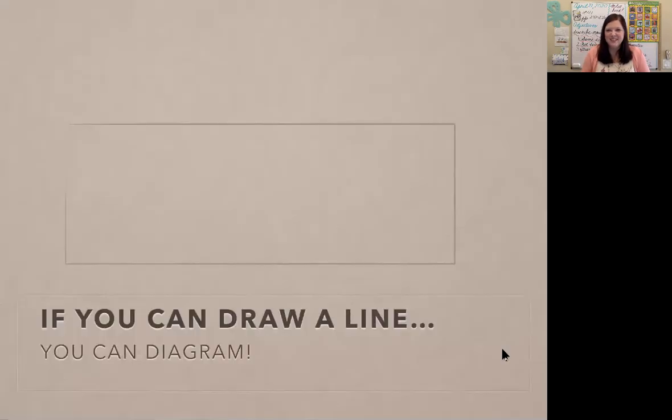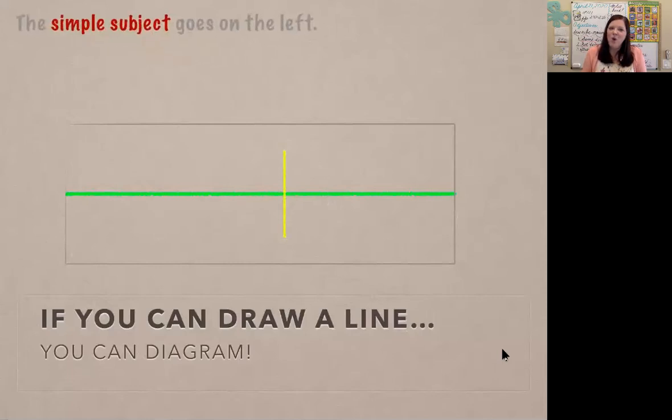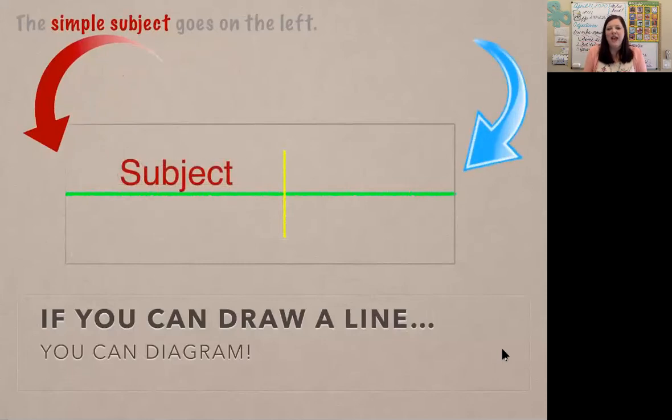Let's go back to the basics of diagramming. If you can draw a line, you can diagram. It starts out with a straight line. After you've drawn your straight line, cut your line in half. On the left side, you'll always have your simple subject. On the other side, you'll have your simple verb. Your verb goes on the right side. This is the most basic diagram that you'll have.